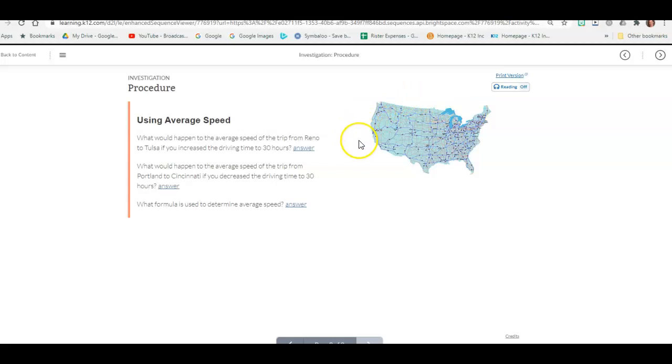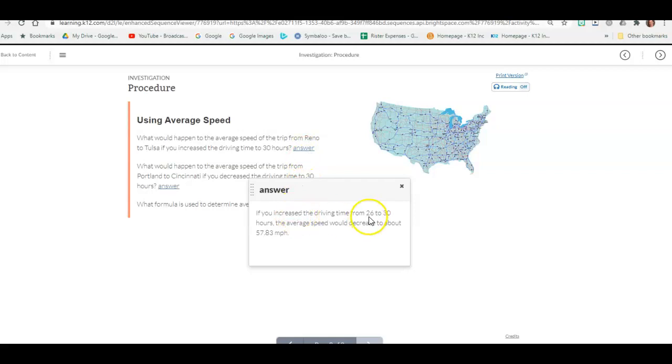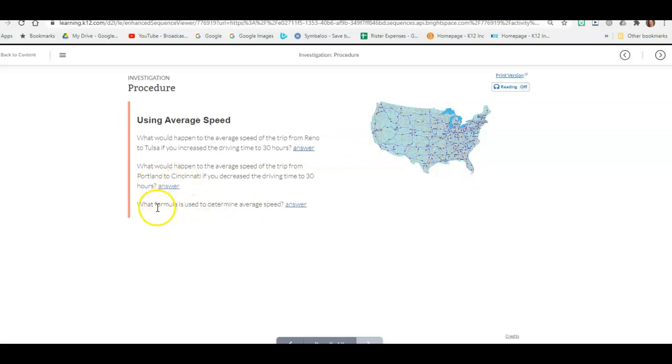All right, so we've got this map. What would happen to the average speed from Reno to Tulsa if you increased your driving time to 30 hours? So you would have to look up and figure out the distance between those two cities, and the average speed would decrease. So same here for Portland to Cincinnati. And you're using what formula? Again, distance over time.